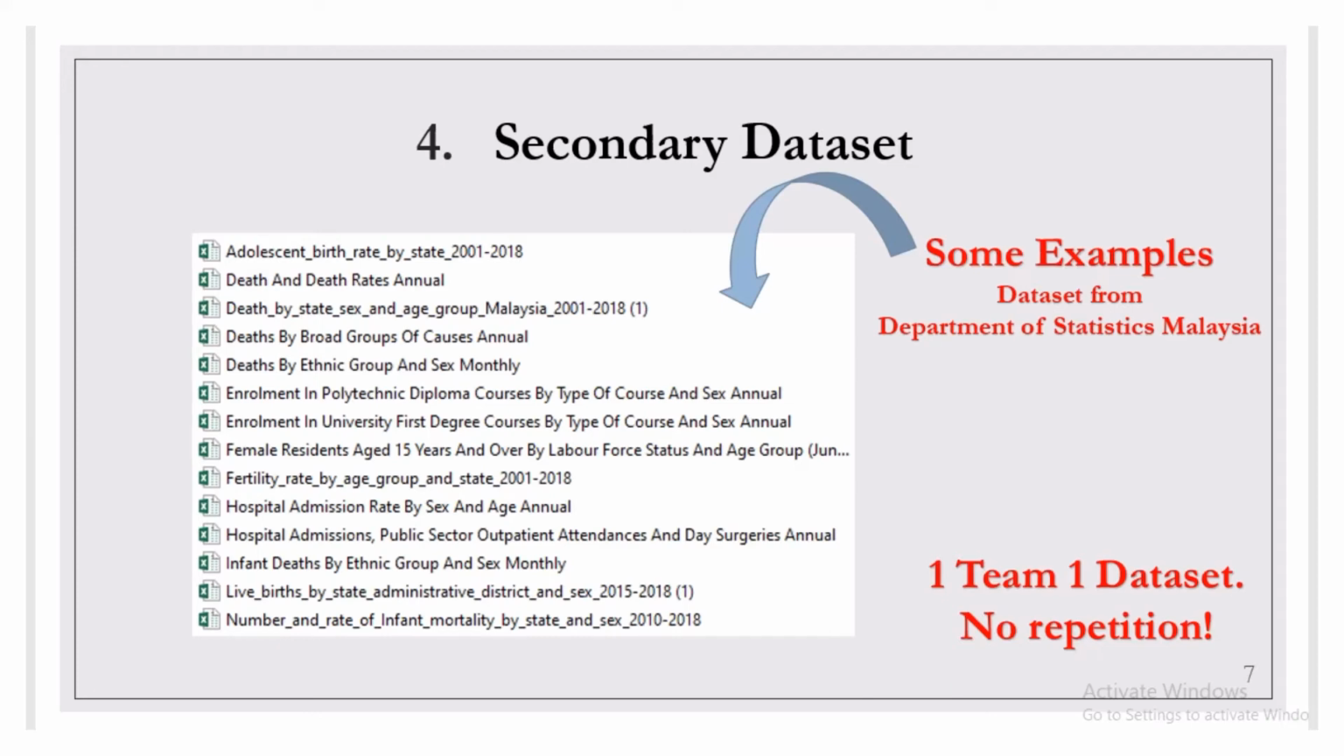They are datasets related to adolescent birth rate by state for 2001 until 2018, followed by death and death rates annual, until the last dataset, which is the number and rate of infant mortality by state and sex for 2010 until 2018. For your information, all datasets are given in an Excel format.